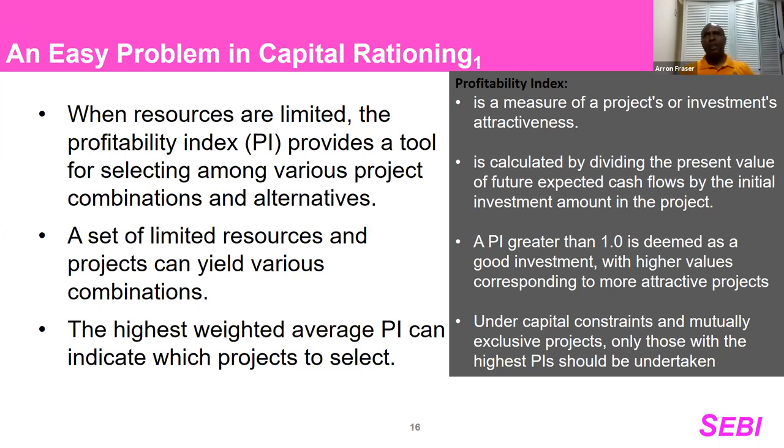If you have projects that are mutually exclusive, meaning that you can only do one or the other, then the rule is to undertake the project with the highest profitability index. Any questions?